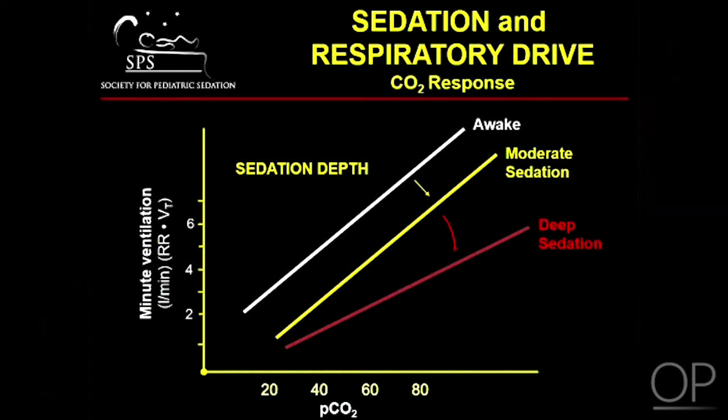In addition to their effects on airway patency, sedatives also directly affect the brainstem response to high carbon dioxide levels. This graph depicts the effect of the partial pressure of carbon dioxide on brainstem-generated minute ventilation. The white line shows the normal relationship. As sedation is applied and deepened, however, the relationship changes and the curve shifts to the right with decreased brainstem-generated minute ventilation at similar levels of carbon dioxide as seen in moderate sedation.